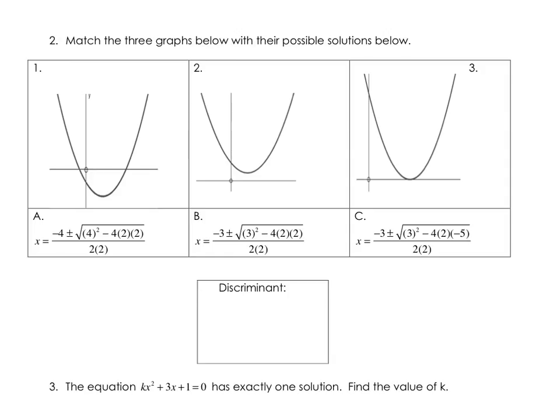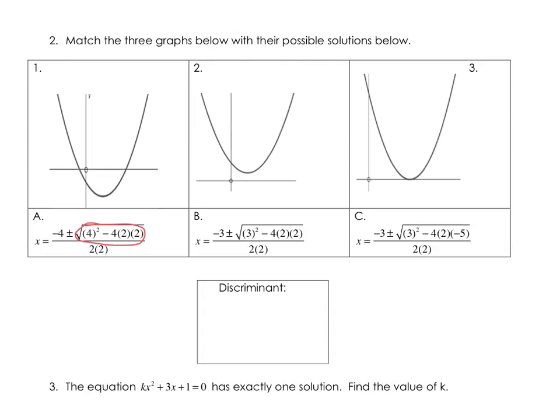So when you're matching the 3 graphs with their possible solutions, right here, it's solved for the x-intercepts. This is the quadratic formula. So to find out how many x-intercepts, all we really care about is this value under our square root.